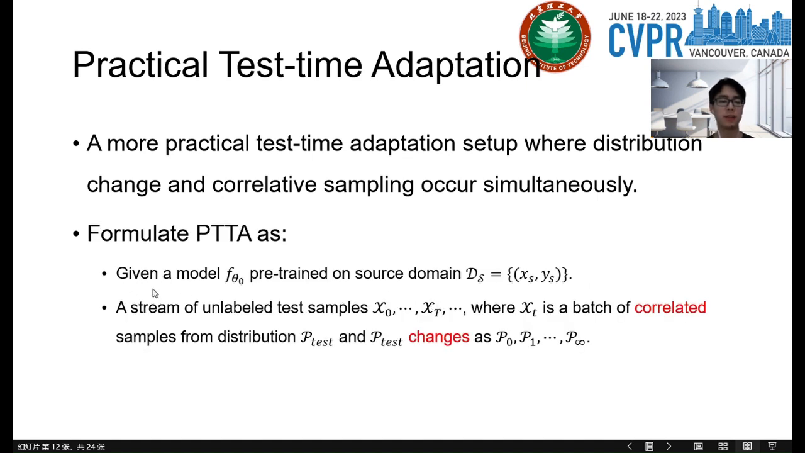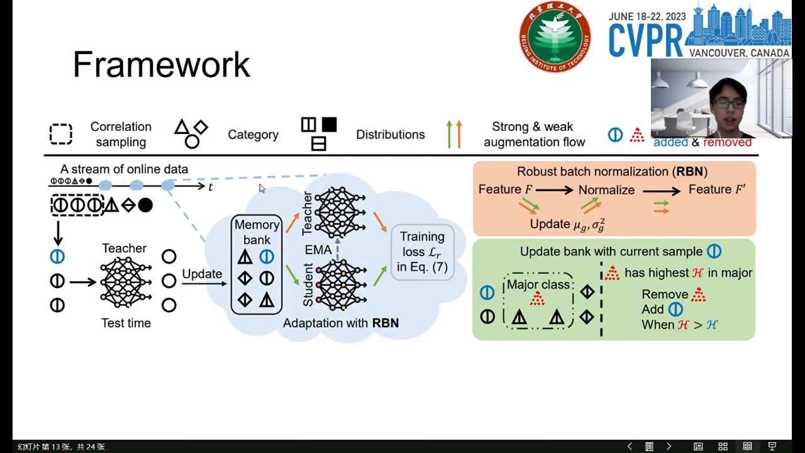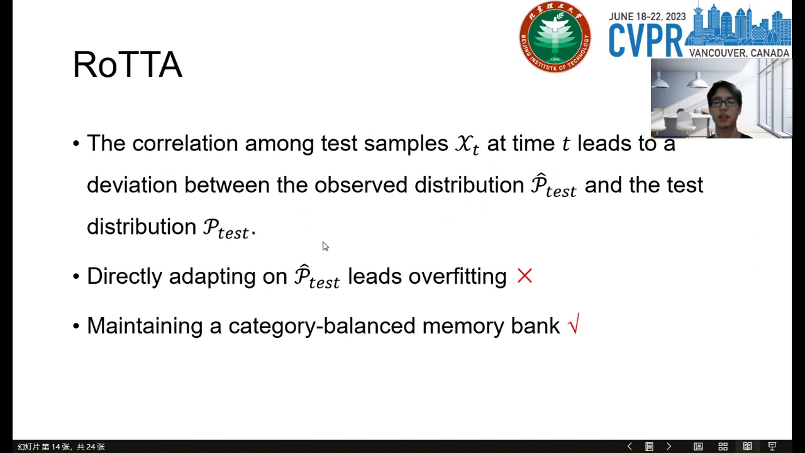We formulate PTTA as follows: given a model pre-trained on the source domain, we aim to adapt the model on a stream of unlabeled test samples, while test batches are correlated samples from distribution p-test, and the p-test changes as p0, p1 continually. Here is the framework of our proposed robust test-time adaptation method. It consists of three components: robust batch normalization, a category balanced memory bank, and robust training strategies.